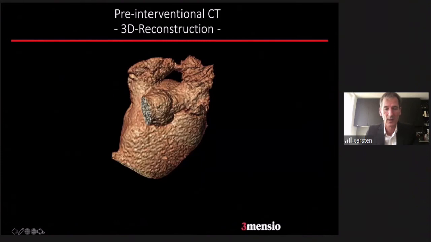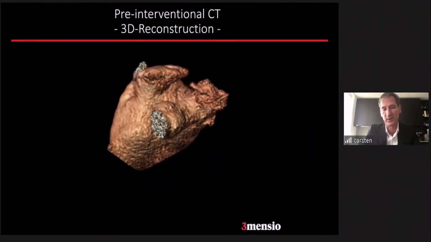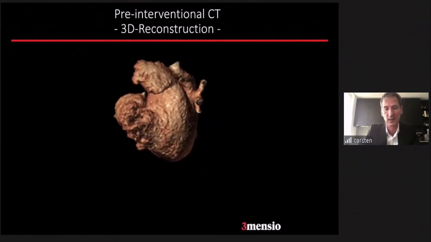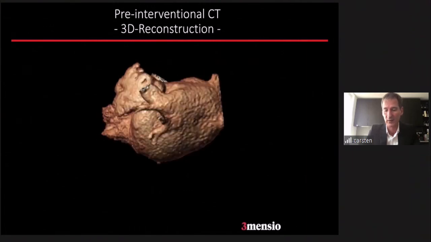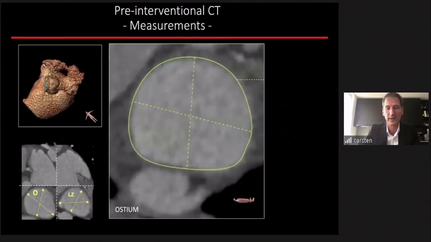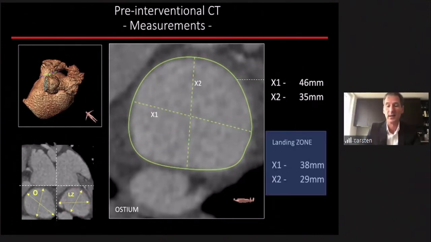And we see now the LAA of our patient. It's a windsock configuration. Here we did a CT for pre-procedural planning. We spoke about it. It's easier to plan the procedure. And if you look at it, then you clearly see this is a large LAA. So the landing zone basically is 38 millimeter by 29 millimeter, and the ostium is 46 by 35 millimeter.